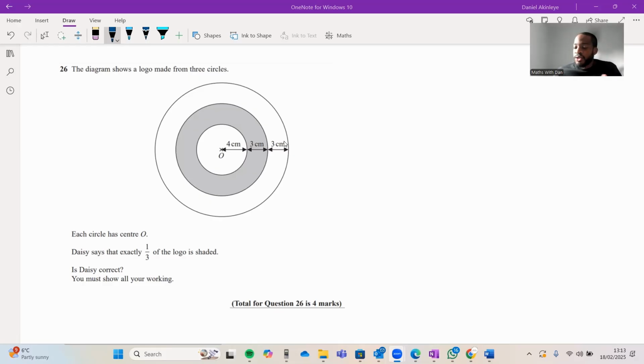Now, how do we go about doing this? What we need to calculate is essentially what she's saying. We need to calculate the fraction of the area of this logo that is shaded and see if it's equivalent to a third. How do we do that? Well, we need to figure out two things. Firstly, the shaded area, and we also need to figure out the total area.